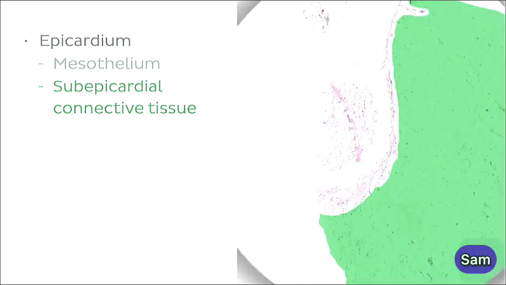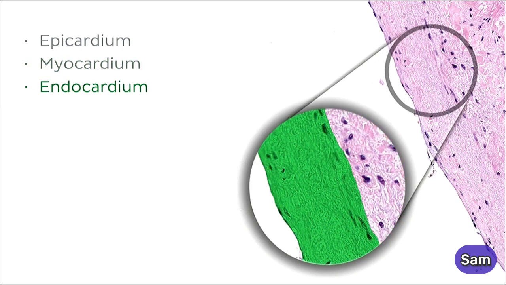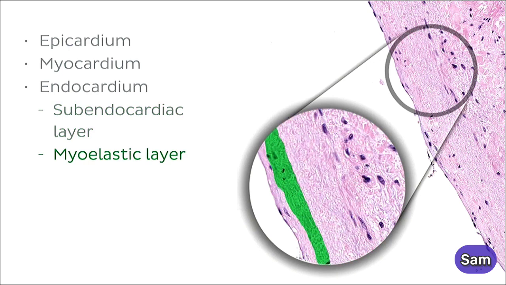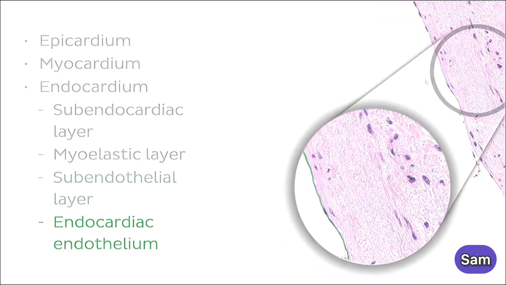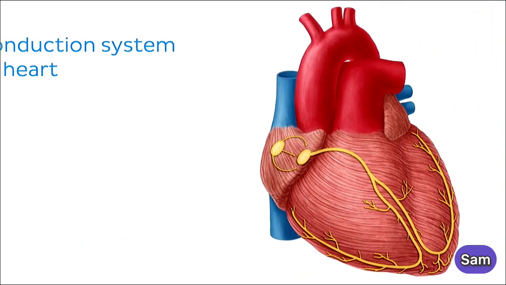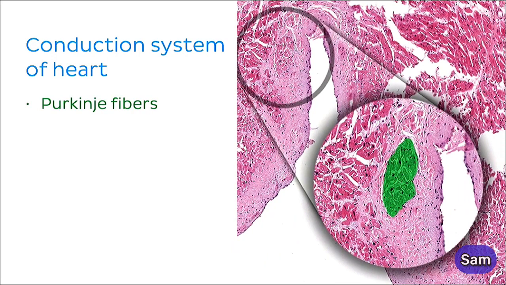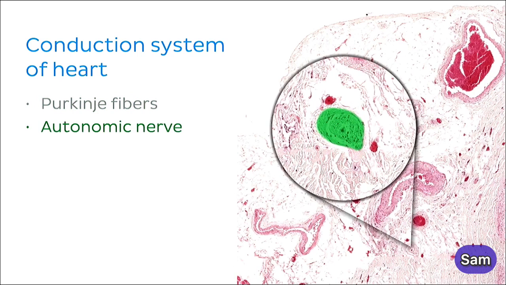We then went a little bit deeper and we looked at the myocardium, which is the muscular layer of the heart. And the final layer that we looked at, and the innermost layer of the heart, was the endocardium. Within the endocardium, we identified the subendocardial layer, which contains the conduction system of the heart, the myoelastic layer, the subendothelial layer, and finally the endothelium. Next, we explored the conduction system of the heart, including the Purkinje fibers, which we identified on the subendocardial layer, and sticking with nerves, we found an autonomic nerve in the subepicardial connective tissue.